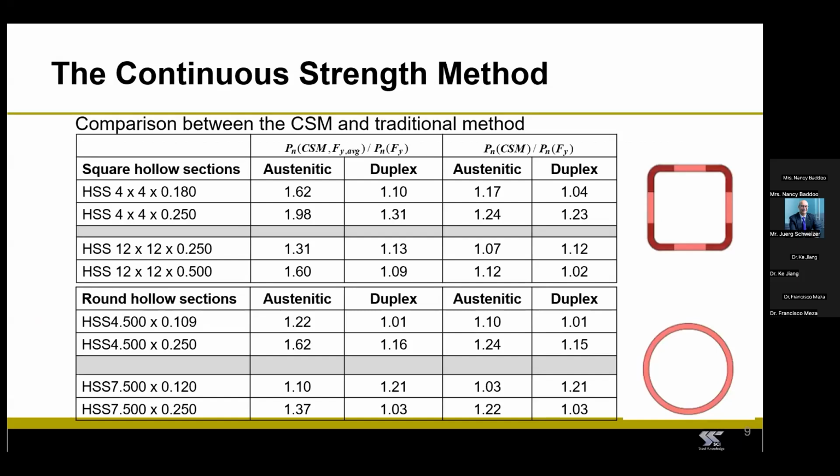Okay, so you can use the continuous strength method using the nominal yield strength of the material. Or as I mentioned during the second webinar, for cold rolled and cold formed sections, you can use the increased yield strength due to cold working. So in this table, I'm comparing the cross-sectional resistance you would get for cold rolled structural hollow section columns when using the CSM and when using the traditional method. For the case in which you're using the CSM, the resistances I'm showing here in this table were calculated using both the increased yield strength and the nominal yield strength.